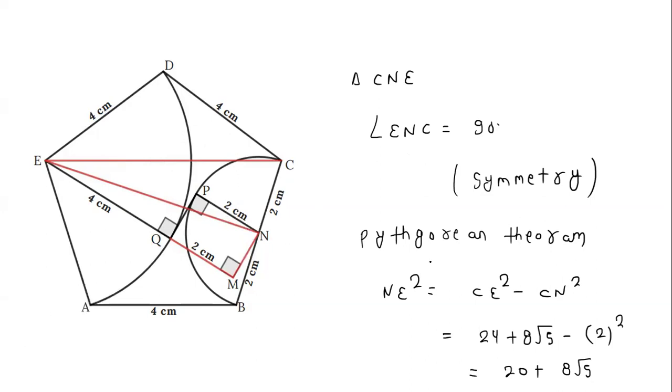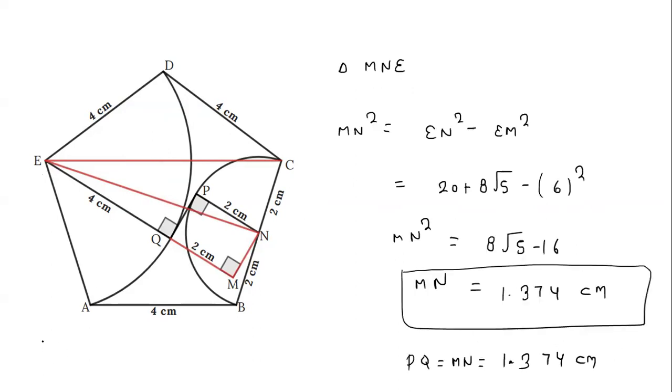And now you apply the Pythagorean theorem in the triangle CNE, where C is this, N is this, E is this. You know this side from the previous calculation, and you know this is 2 centimeter, which is the radius of the semicircle. Then you can calculate this EN distance. So EN square is equal to CE square minus CN square. This we know as 24 plus 8 root 5, and this is 2 square. So after simplifying, it will come as 20 plus 8 root 5, which is NE square. So now you know this.